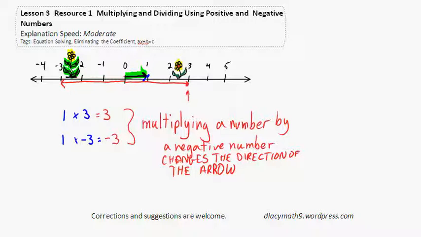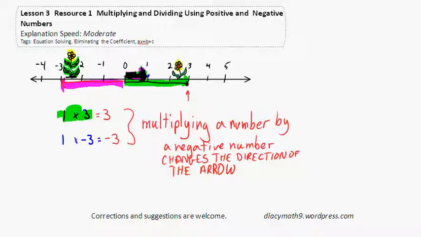So once again, look with me, please, at this. Here's the number 1. Multiplying it by 3 makes it 3 times longer. Multiplying the number 1 by negative 3 still makes it 3 times longer, but in the opposite direction.